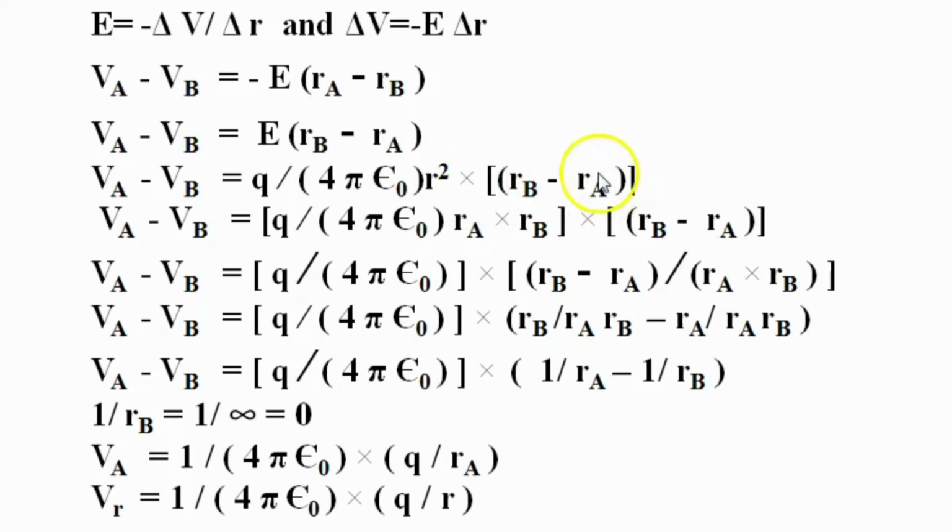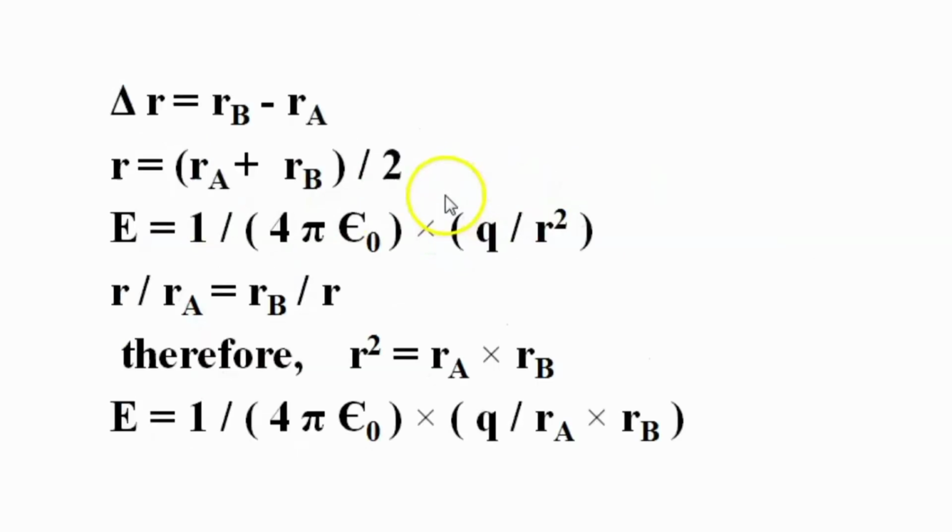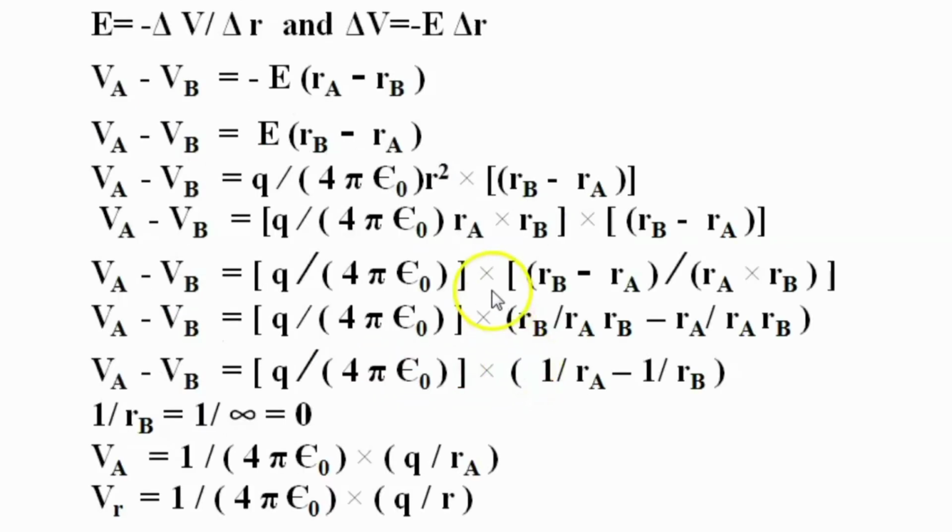Okay. Now put the value of R square. We know that R square is equal to RA multiplied by RB. Put the value of R square. So it will become VA minus VB is equal to Q upon 4 pi epsilon naught RA multiplied by RB. Then multiply the value of this RB minus RA.